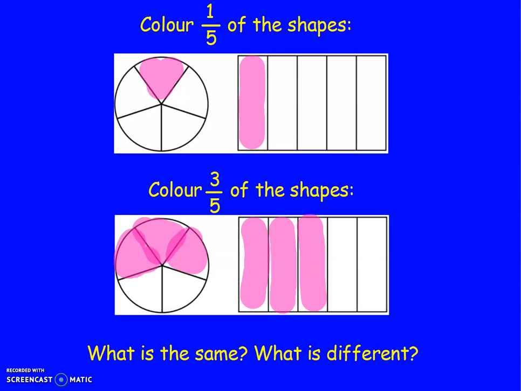The denominator is the same because it is 5 in each fraction. So the denominator is the bottom number in each fraction, and it's 5 because each of the shapes in these and these both have 5 possible parts that could be shaded. What is different then? The numerator is different, the top numbers of the fraction, because for this one we've only coloured 1. For this one we've coloured 3. So that means there's more shaded in these ones than these ones.